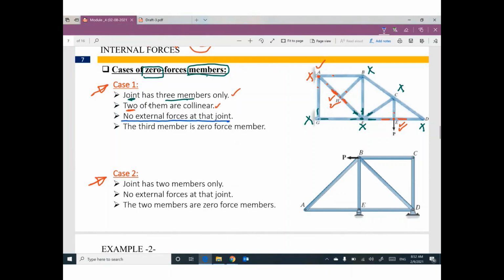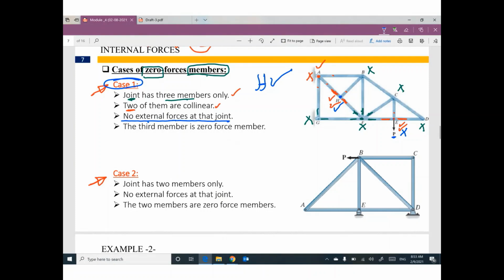no external force at this joint. Do you think joint H has external load? No, we still good. Do you think joint E has external load? Yes, we cannot be considered anymore. So the final conclusion for this truss, joint H is good, is fit for this case.